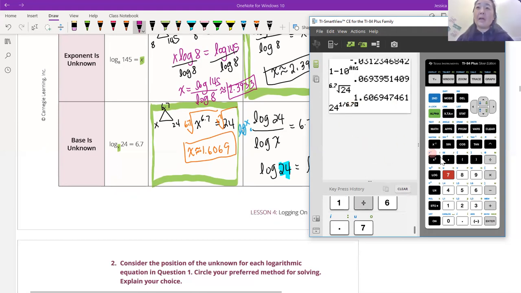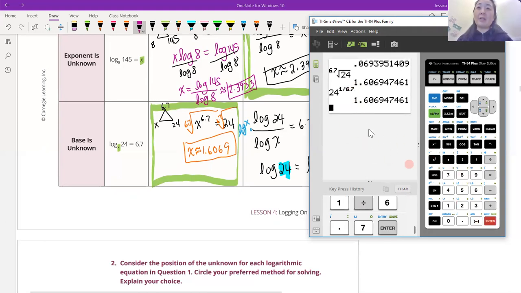All right. And we're going to press enter. And what do you know? It's the same thing, just like what we said, right? So either way you want to do it is fine. It'll do the same thing.